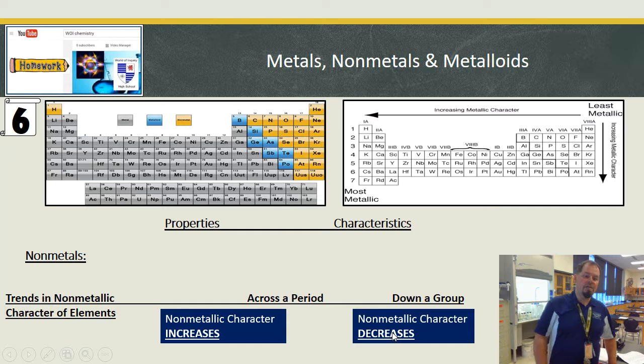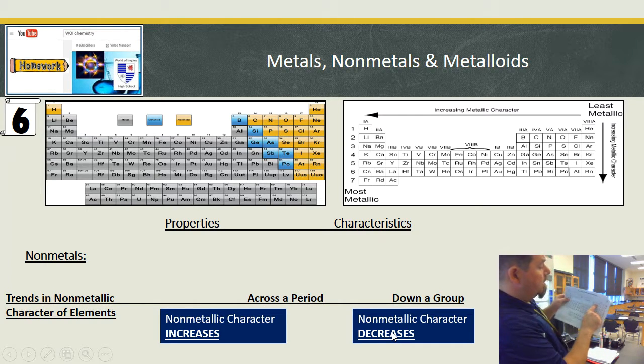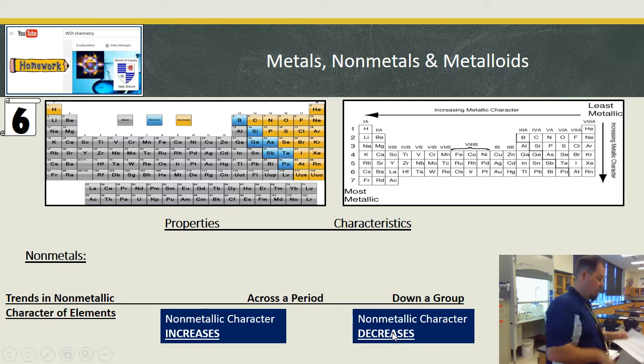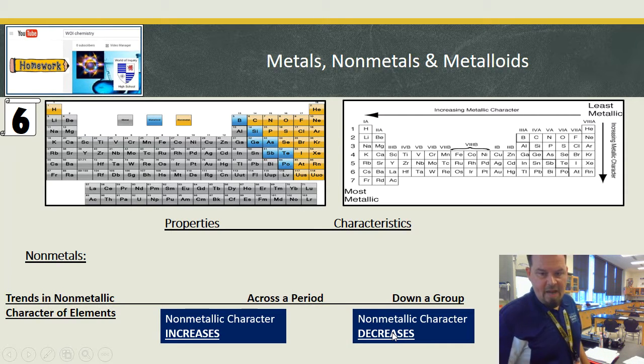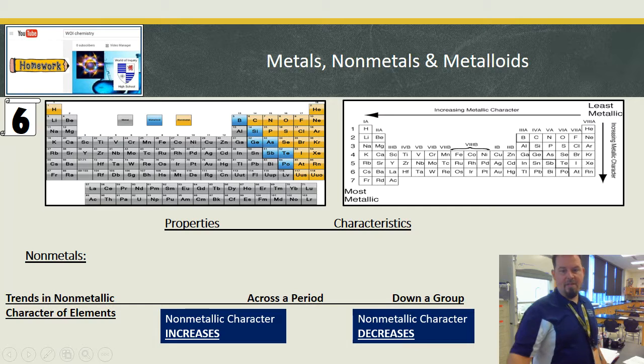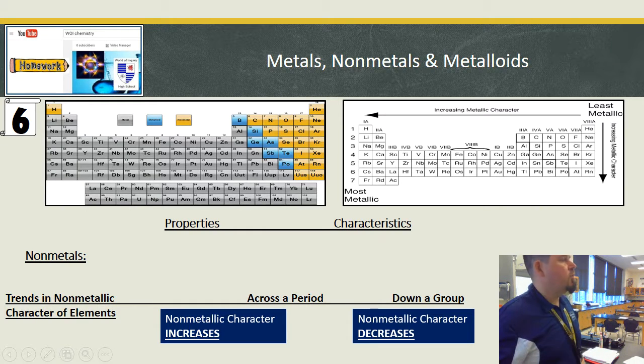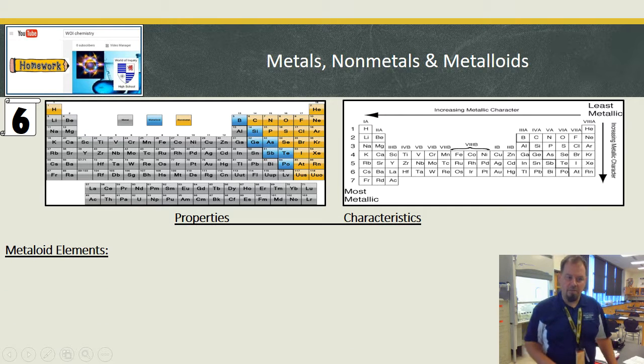Non-metallic character increases as I go across the period. So as I go from left to right in the non-metal section, I will become more non-metal. So carbon's a non-metal, but fluorine's going to act more like a non-metal because he wants that one valence electron more than carbon does. And as I go down, I decrease my non-metallic character because I don't get the electron as easily as I go down. I'm big, I'm wide, I'm kind of a large element, and my nucleus is hidden. And I will teach you about that.